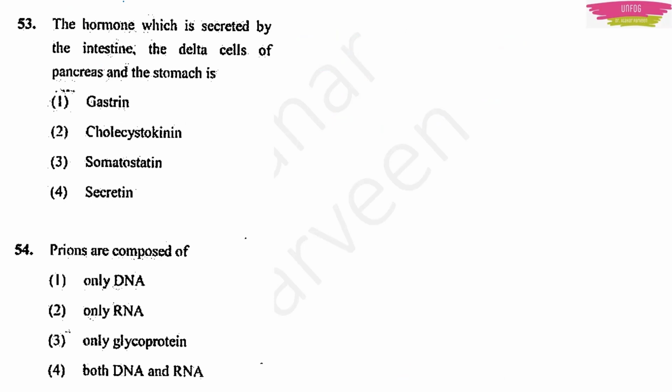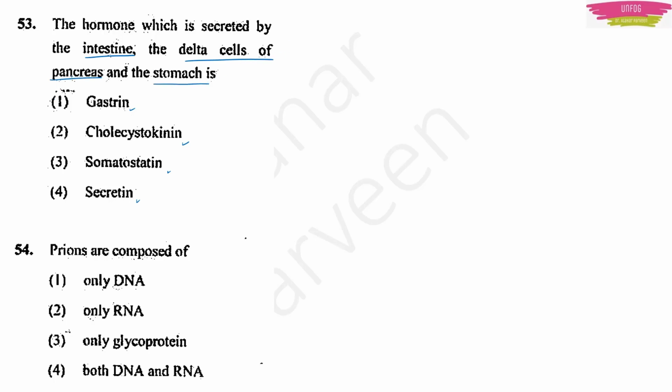So the next question is, the hormone which is secreted by the intestine, the delta cells of pancreas and the stomach is. And the options are given as option 1 gastrin, option 2 cholecystokinin, option 3 somatostatin, and option 4 secretin. So we need to find out one common hormone which is secreted by these three organs of our body.